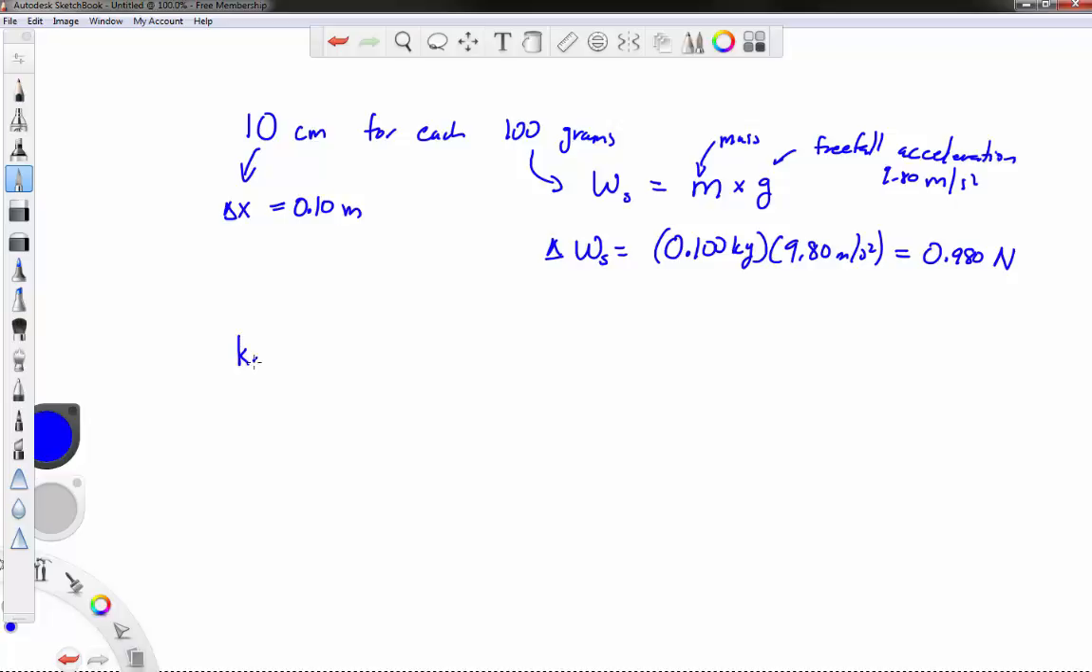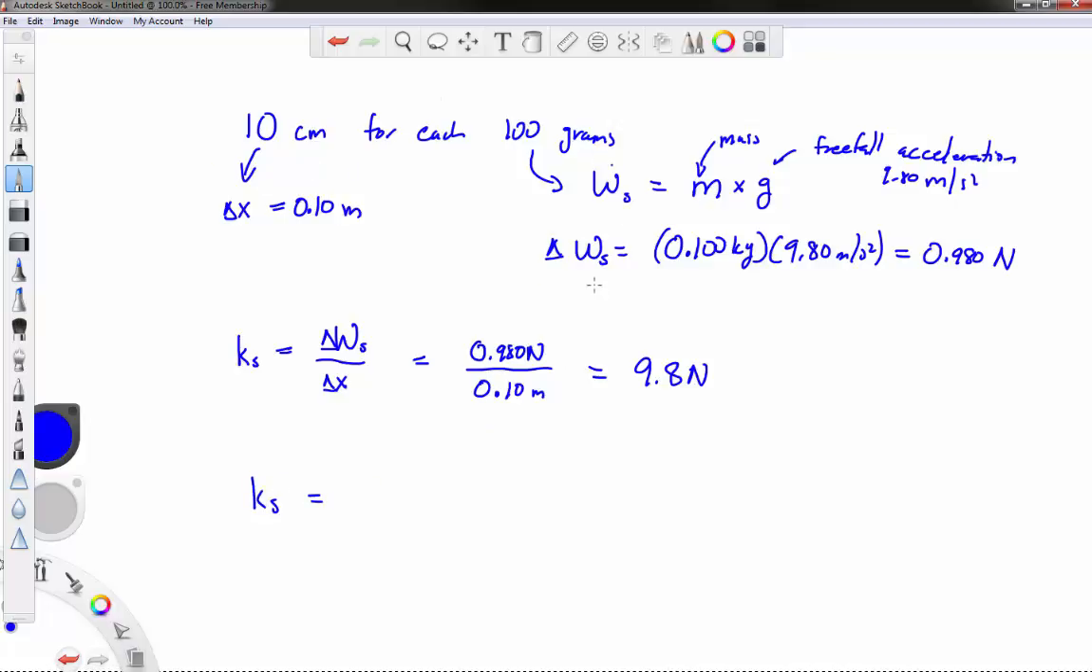So the spring constant K_s is given by the slope of that graph of stretching weight versus amount of stretch. So the slope is delta W over delta X. So we would put 0.980 newtons divided by 0.10 meters, and so that is 9.8 newtons per meter.